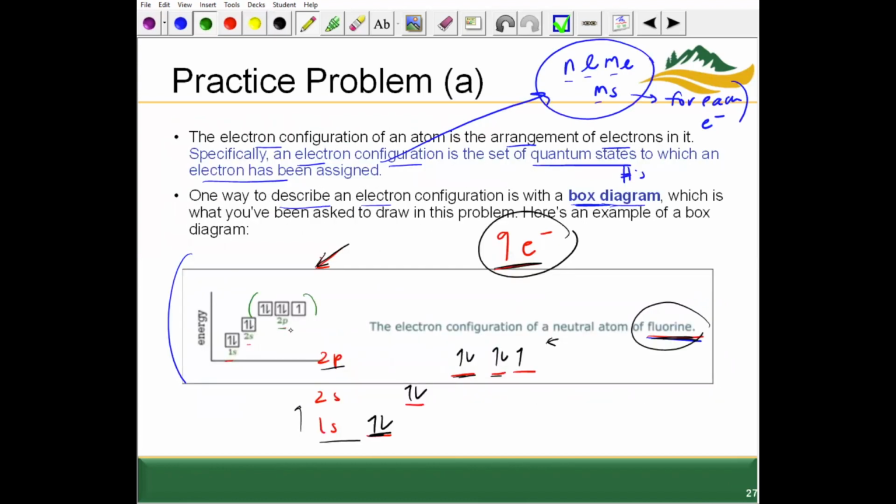So these are all from the same subshell. Here's one orbital, here's another orbital, here's another orbital. Those are all in the same line if they're from the same subshell. And the subshell again is denoted as the n and the l together. Those make up a subshell.